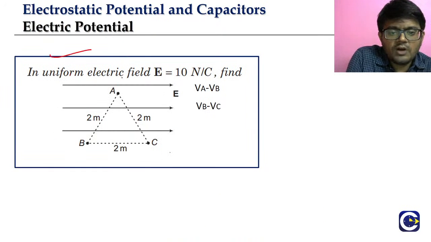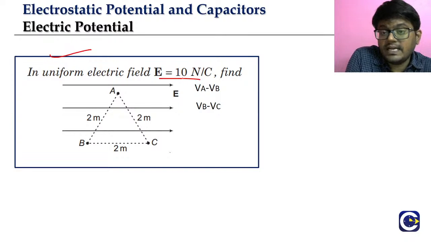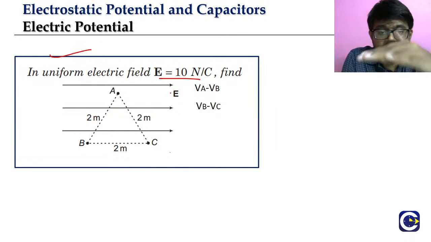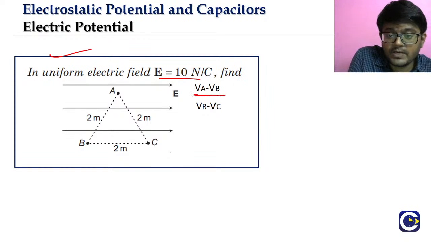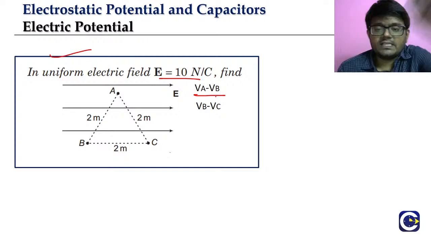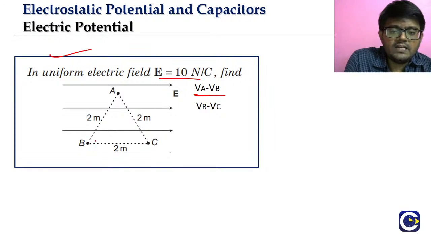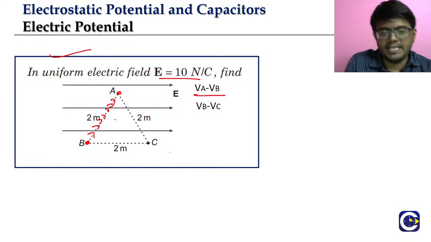In a uniform electric field which is 10 Newton per coulomb, direction is given. What is the direction? Towards the right side. Find out VA minus VB and VB minus VC. What we need is VA minus VB. Means what? We have to first mark point B and point A. Okay, so starting from point B, let us say we are moving towards point A.